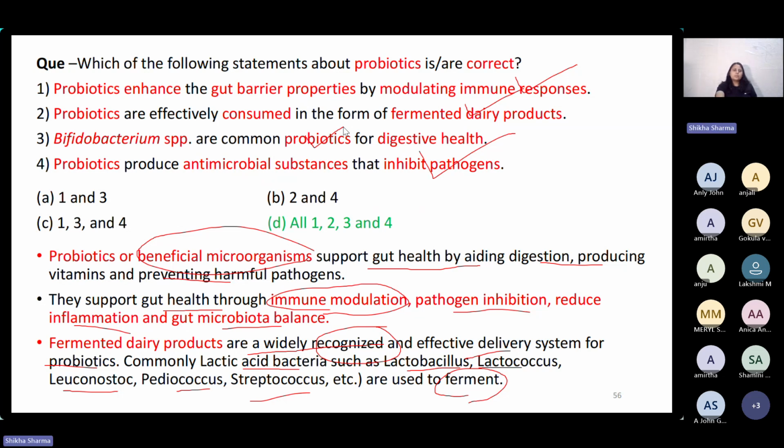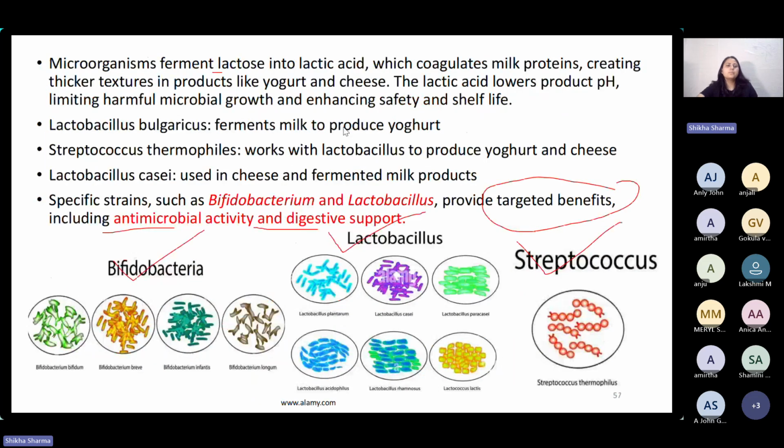Probiotics are given in fermented dairy products because the microorganisms there get sugar in the form of lactose and convert it into lactic acid. The milk proteins can be coagulated because of the low pH, and because of that a thick texture can be seen in yogurt and cheese. This lactic acid lowers the product pH, limiting the growth of other harmful microorganisms, thereby increasing shelf life and safety.